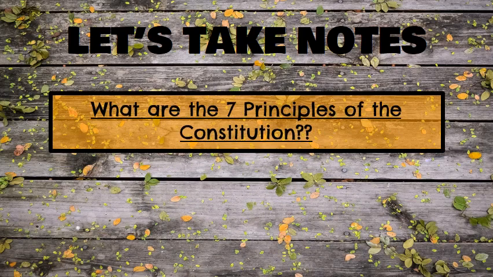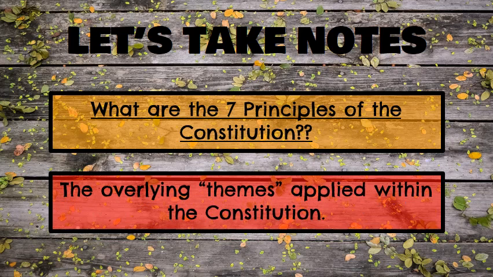So the 7 principles. What are the 7 principles of the Constitution? They are like overlying themes that are applied within the Constitution, like you heard me speak about just a few minutes ago. They are very broad, but yet extremely important, and are specifically used to make sure that we adhere to them so that we never end up like the British government and their control over us. All right, so let's move on.